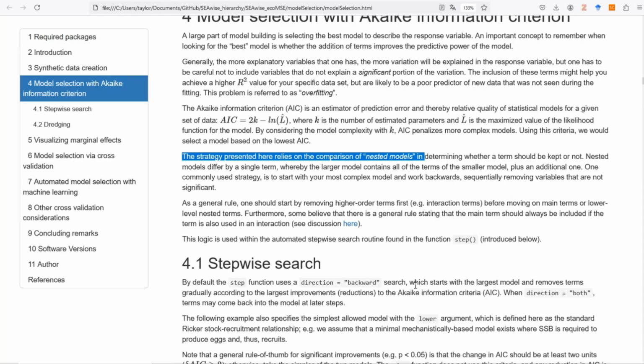And as a general rule, none of this model has it, but you may have that in your work, where if you have interaction terms, a general rule is you want to start by removing those before you remove any of the main terms. There's a little bit of a discussion about whether that's always applicable, but that's sort of a general strategy. So you would only remove x1 and x2 if you've already removed their interaction first.